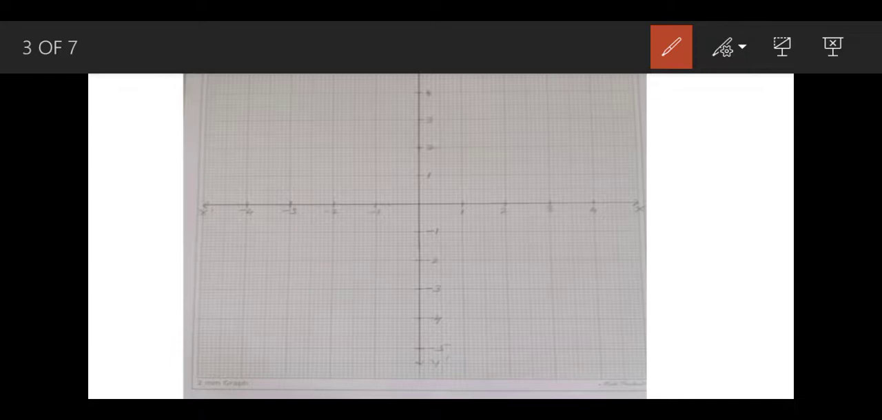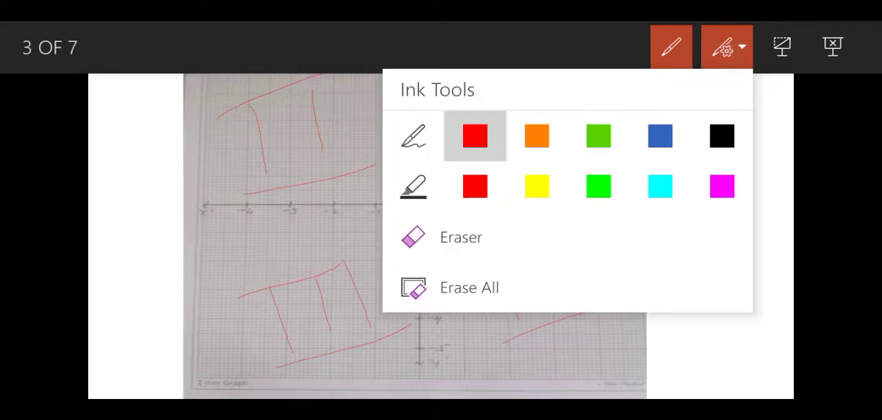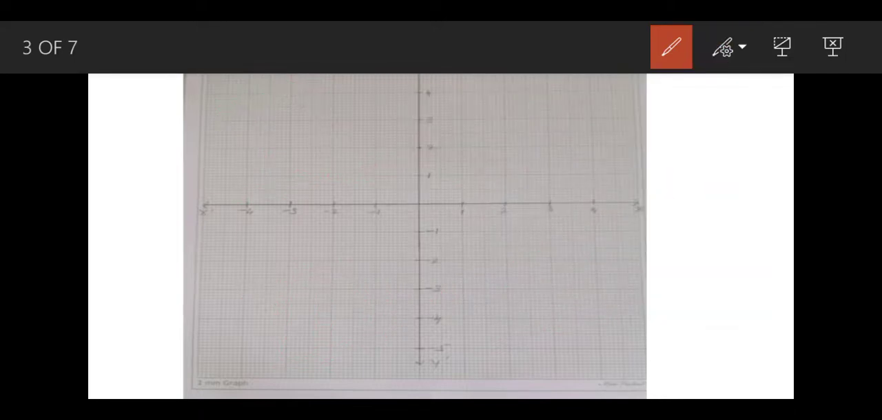Now, as we have divided this graph into 4 parts, so this is known as first quadrant, this is second quadrant, this is third quadrant, and this is fourth quadrant. First quadrant, second quadrant, third quadrant and fourth quadrant. Now, what is this first quadrant and second quadrant? What is the difference?